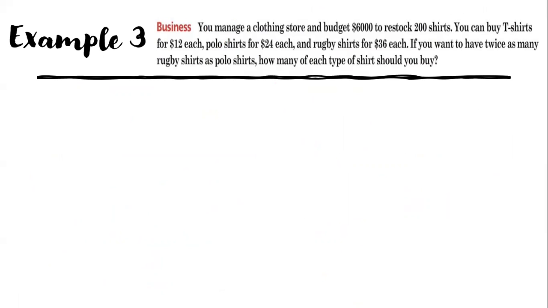So going back to our word problems, before we start anything, we have to identify our variables, right? What are we going to let x equal, y equal, and z equal? So we can let x equal our t-shirts. We can let y equal our polos. And we can let z equal our rugby shirts. Okay? So that's the beginning, identifying what we're talking about. And then we're going to need to create our system, based on these variables and the words in the problem.